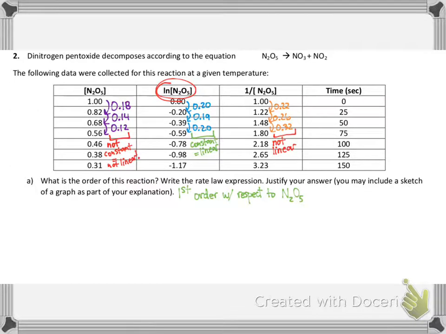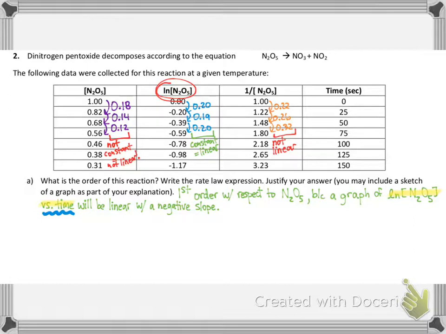So now we have to go ahead and explain why this is. It is totally okay to say that it's because a graph of the natural log of the concentration of N2O5 versus time will be linear. Even if you didn't actually graph it, we can tell it would be linear just by looking at the change. Make sure when you're explaining this, it's not enough to say, well, the graph of the natural log will be linear. No, you have to say the graph of the natural log versus time will be linear. That part's essential, because otherwise they're like, what are you graphing it versus? You have to be specific.